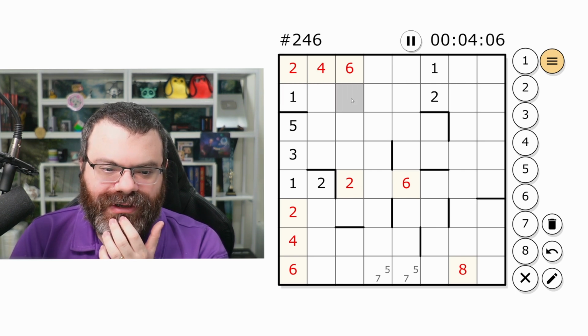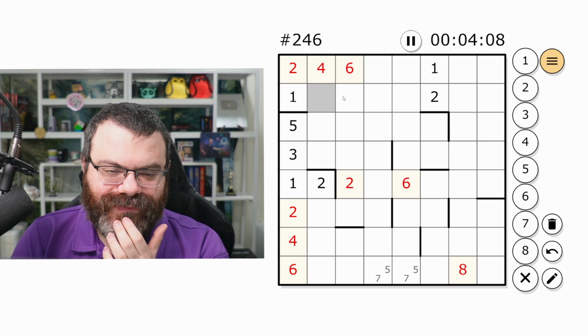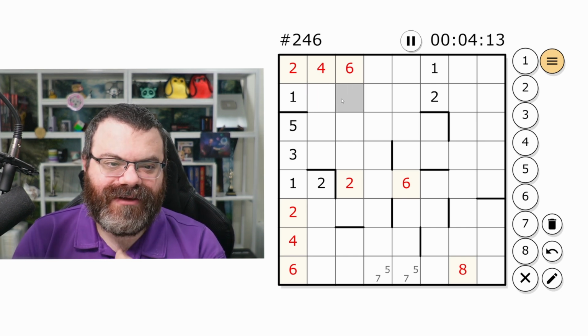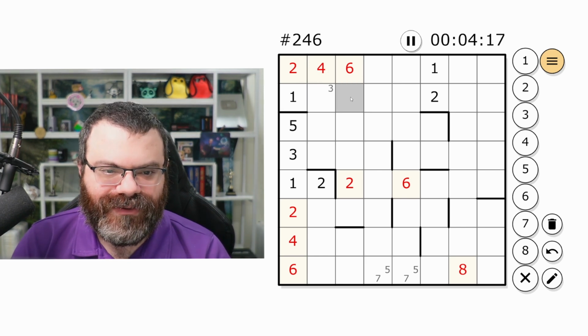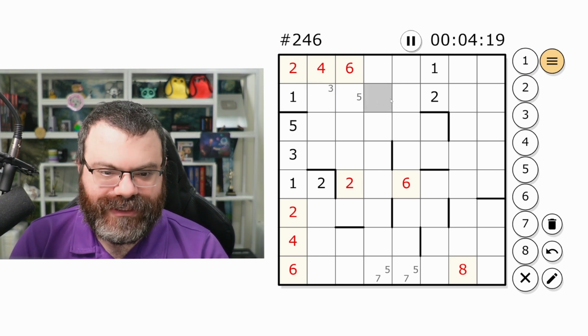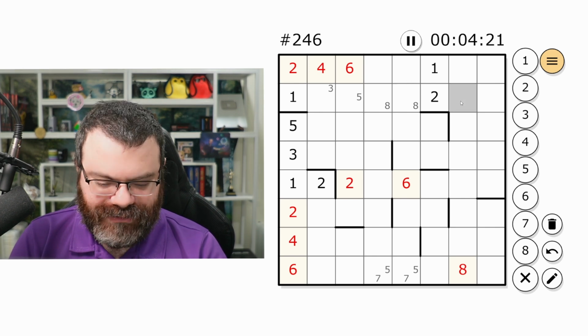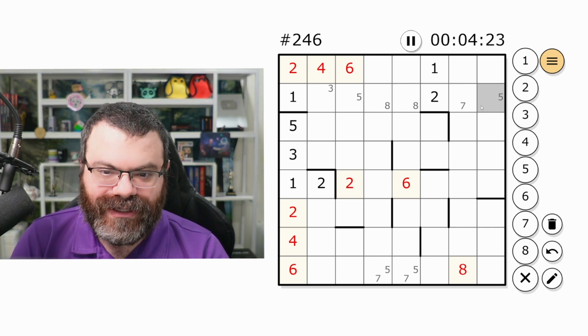Okay, we got 4, 5. Wait, this is 4, but this is 6. So 4, 6, but it can't actually have a 6. So we can consider it being a 5. So this actually we consider being a 3 because there's already a 4. This could be considered a 5. This is 8, and this is 8. This could be considered a 7, and this could be considered a 5.